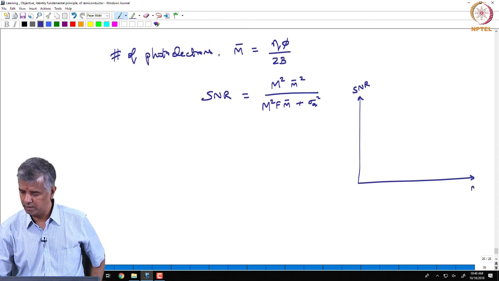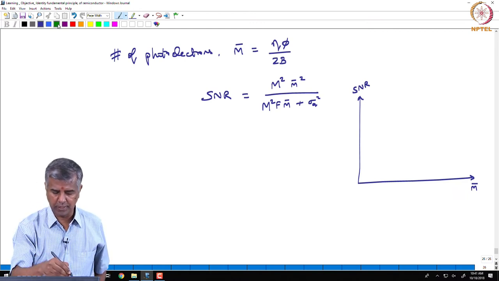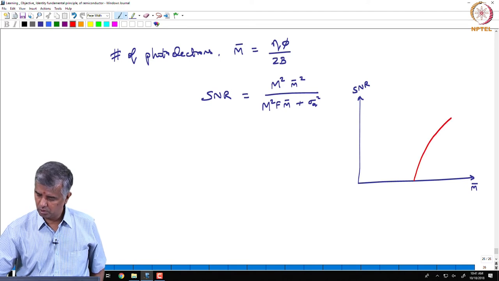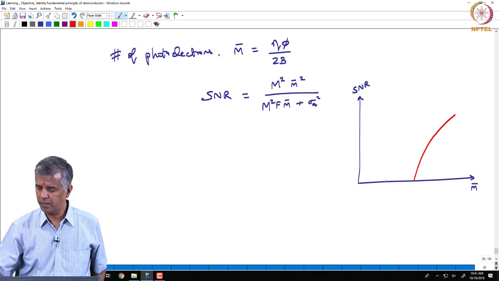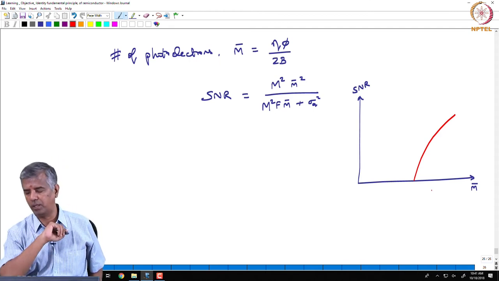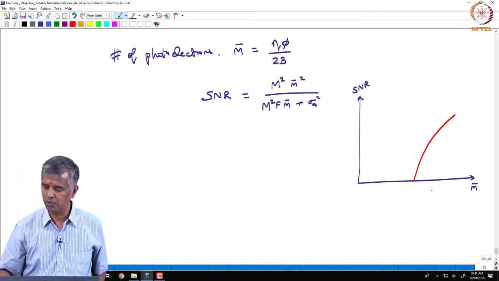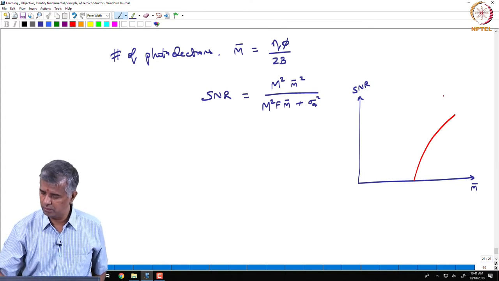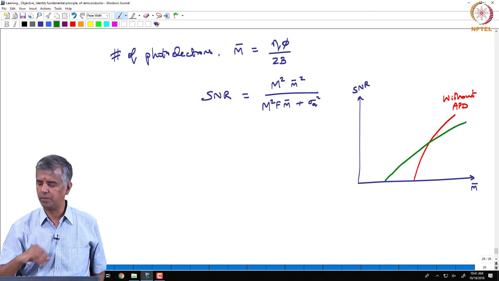So, you have SNR plotted as a function of the number of photoelectrons, and in this what you will find is, without APD, you are going to have something like this. Your SNR increases with the mean number of photoelectrons, and the more the photoelectrons, the more will be your SNR. But this is without APD. With the APD, what you will find is it goes something like this.